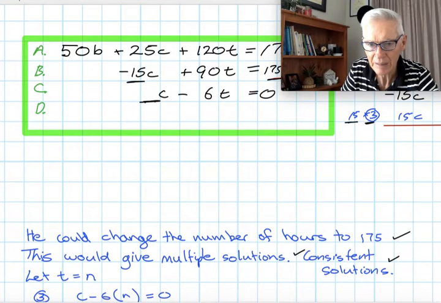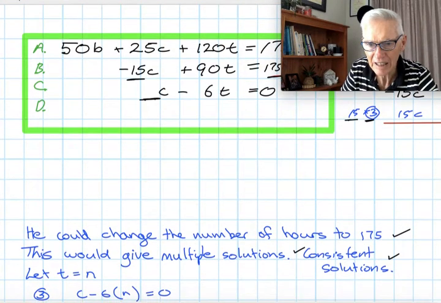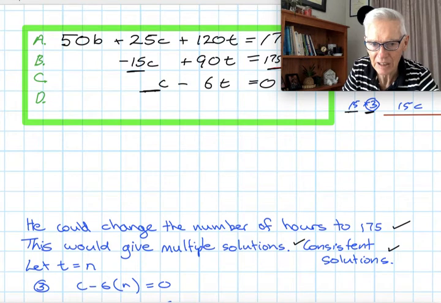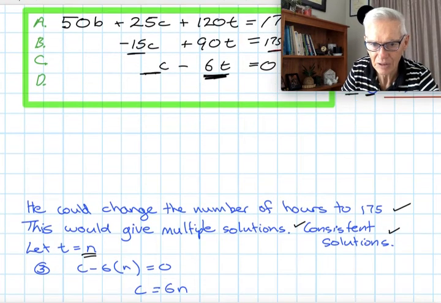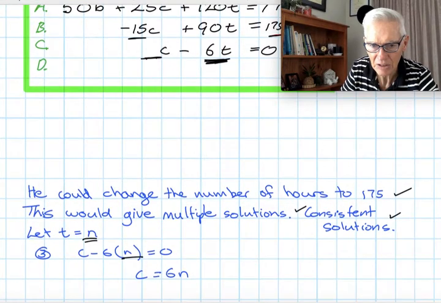And then we let t equal a particular number. Let t equal n. So the number of chairs is c minus 6n instead of 6t. So I put c equals 6n there. So the chairs equals 6 times n. So the tables is n, and the chairs is 6 times the number of tables.